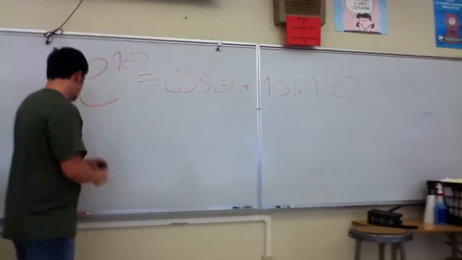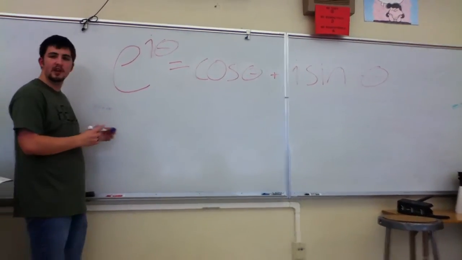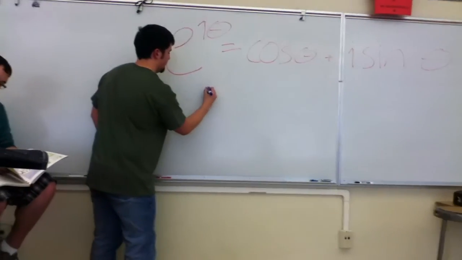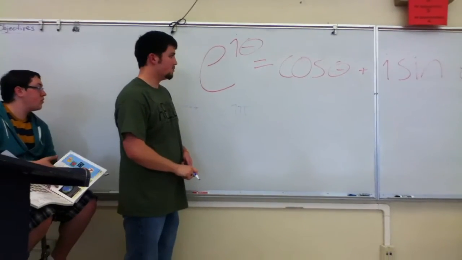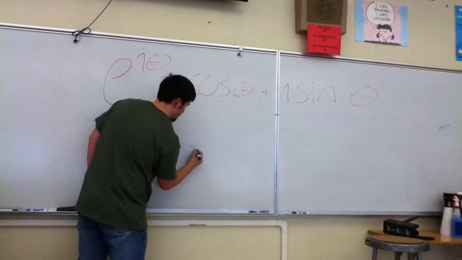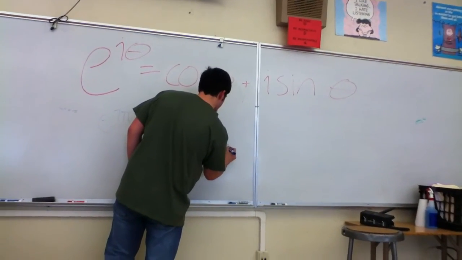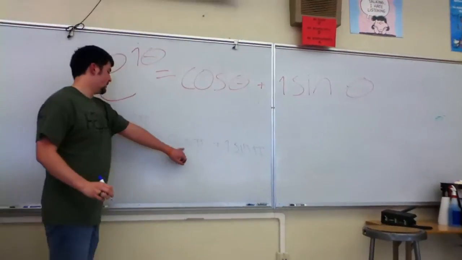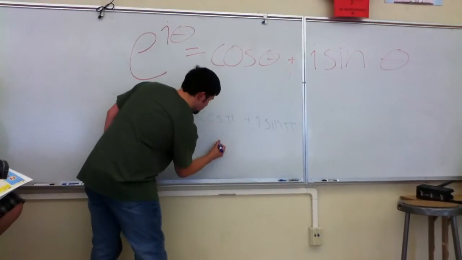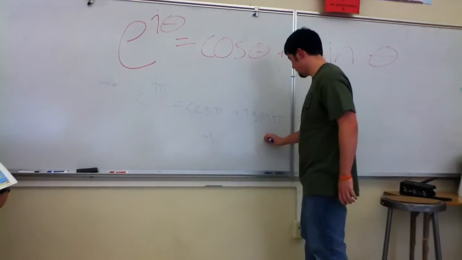Because let theta equal pi. e to the i pi. Shall we do some substitution? Cosine pi plus i sine of pi. Trick kids, what's cosine of pi? Negative 1. Trick kids, what's sine of pi? 0, which means that i really doesn't matter anymore.